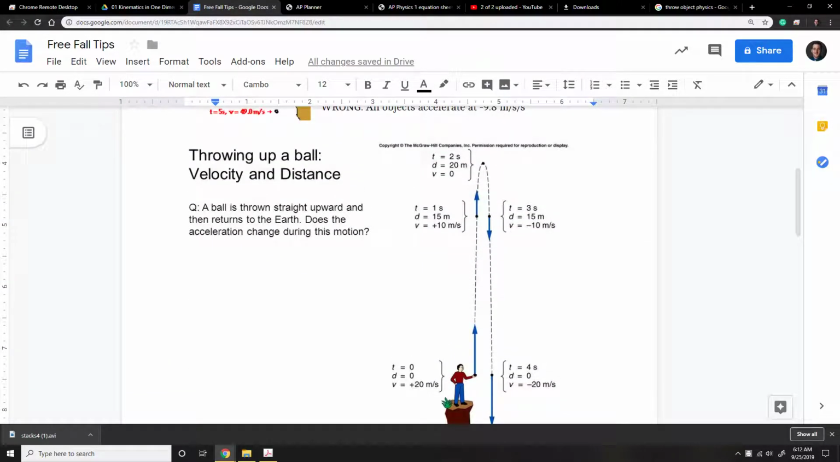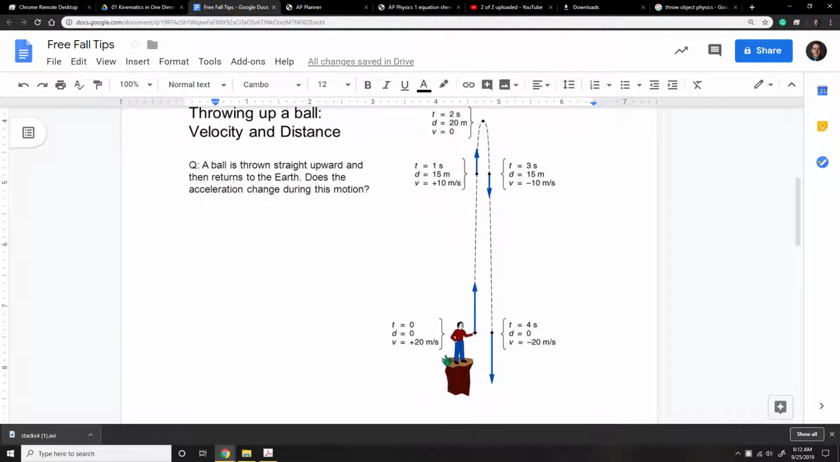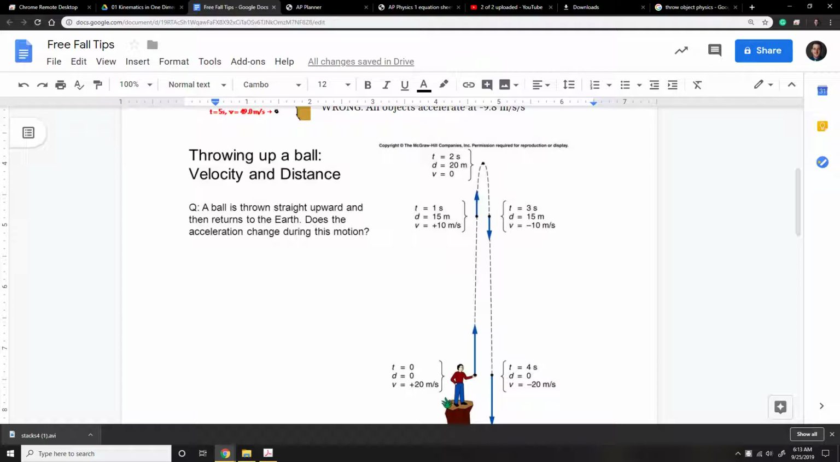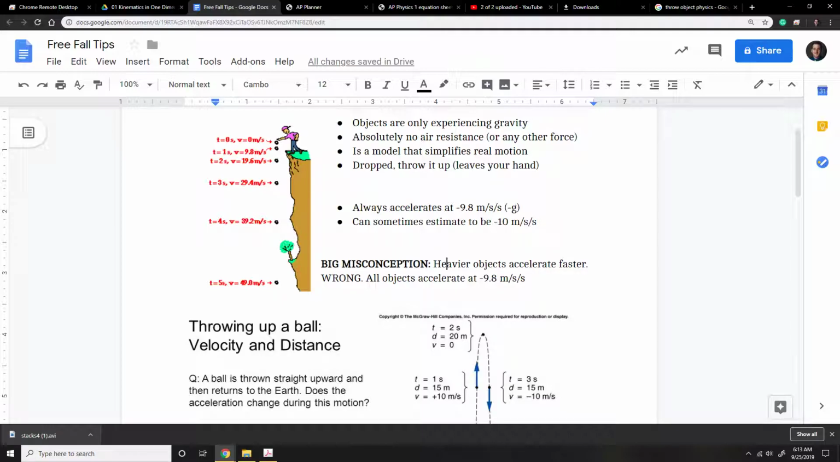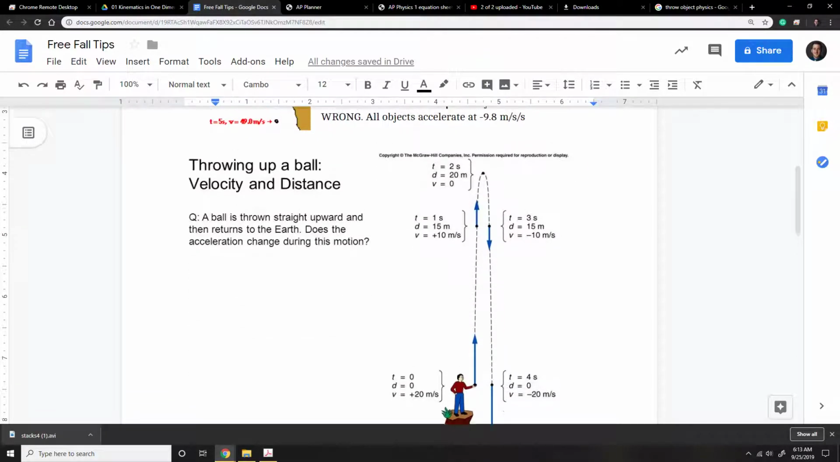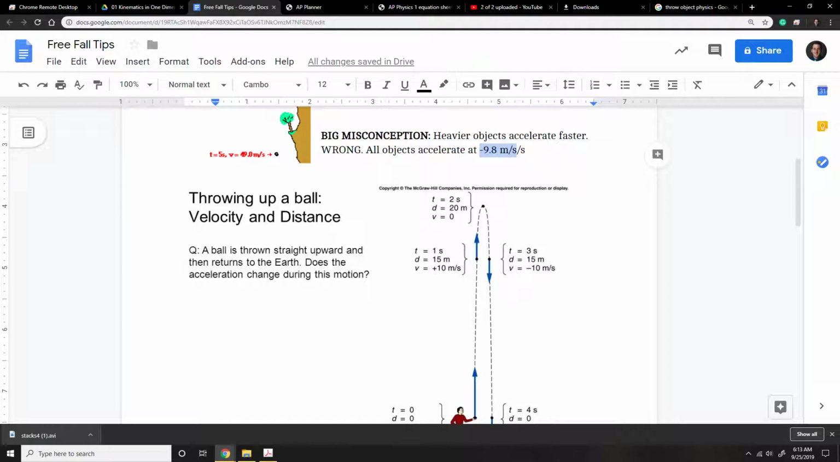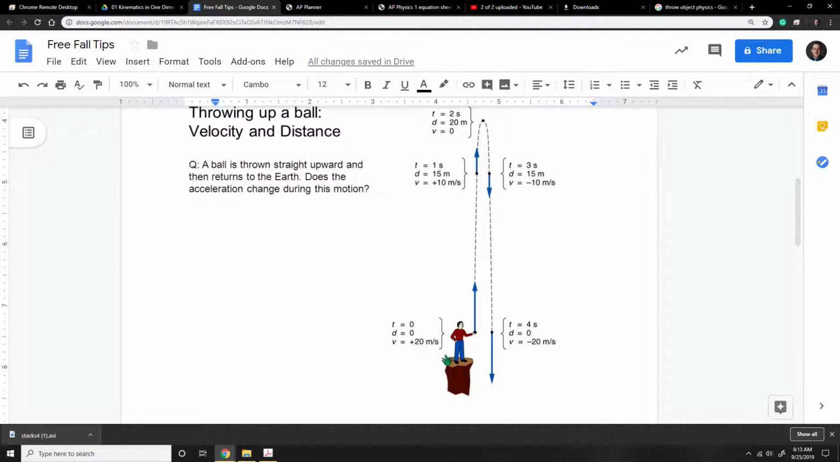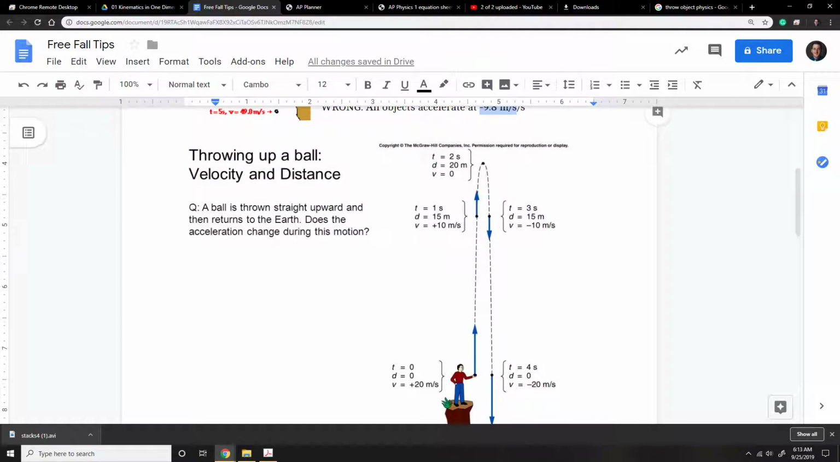Throwing up a ball in the air. The time is 0, distance is 0, and the velocity is positive 20. So I throw it up with positive 20. It goes up. After 1 second, remember, if we estimate to negative 10 meters per second, the initial speed has lost 10, because it's a change of 10 meters per second in 1 second. So now I'm going slower. I've gone a distance of 15, and it's been 1 second.